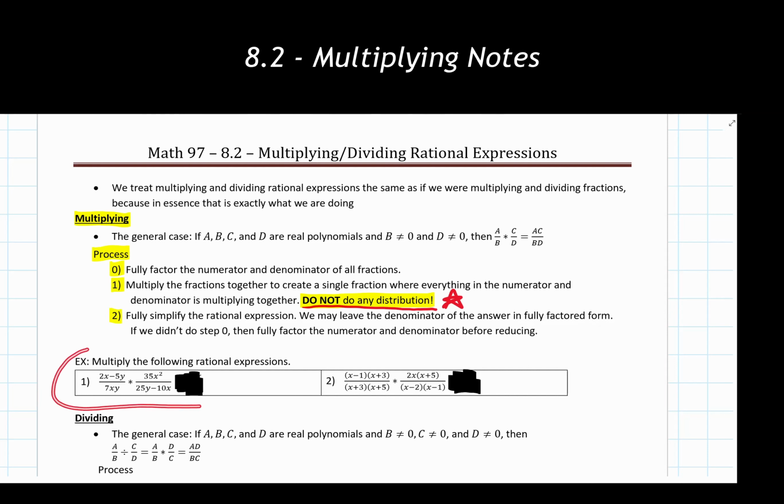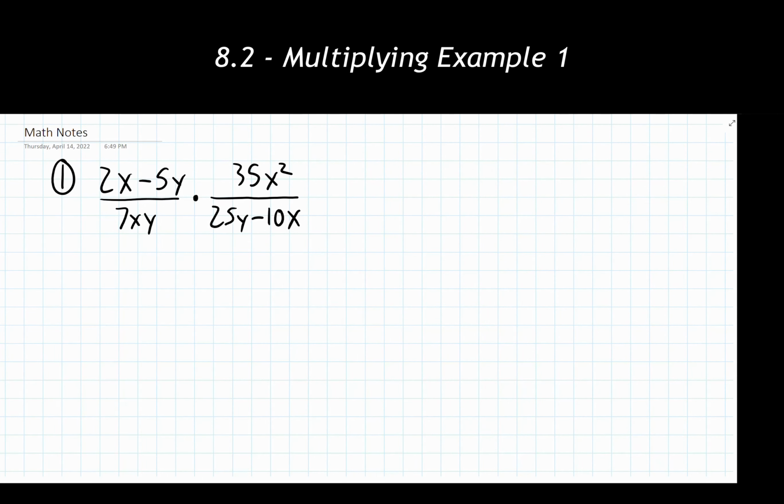So we are going to take a look at our first two examples here in a bit more detail and see how we get to our answers using the process written here. Our first example is the rational expression (2x minus 5y) over 7xy times 35x squared over (25y minus 10x). So looking at the process that we had previously, we are going to go through this example assuming that we aren't going to do that step 0. We'll do that with our second problem because I think it lends itself to that more. So we're just going to start at step 1.